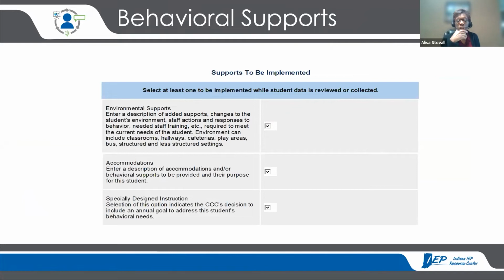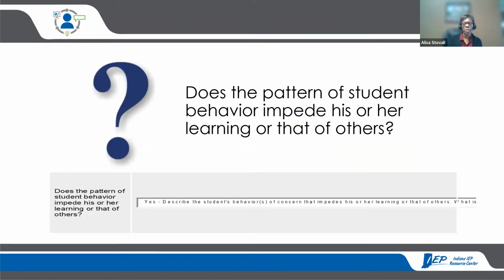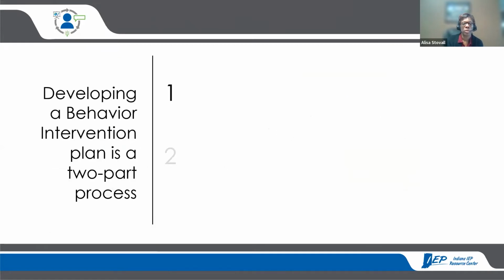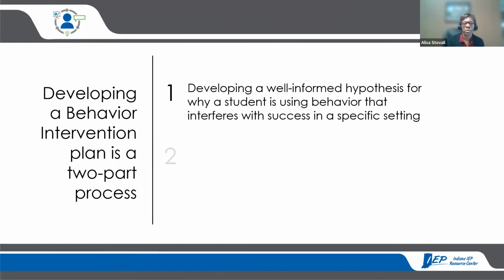Then we're gonna document whatever it is we decide to do, whether it's an environmental support, accommodations, or we teach a specific skill to this student. But it may mean doing a little bit more work and moving a little closer. So when this question, does the pattern of the student's behavior impede his or her learning or that of others, is answered with a yes, that's when it's time to develop this well-informed hypothesis, because this specific behavior is impacting the specific setting. And this is the first piece of that process.